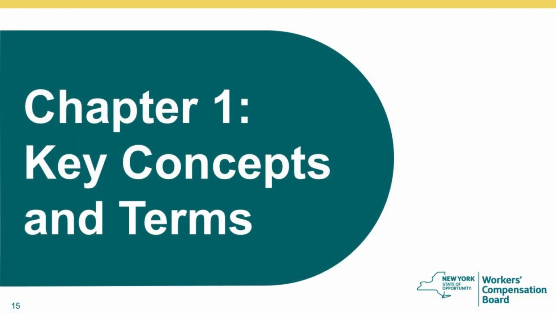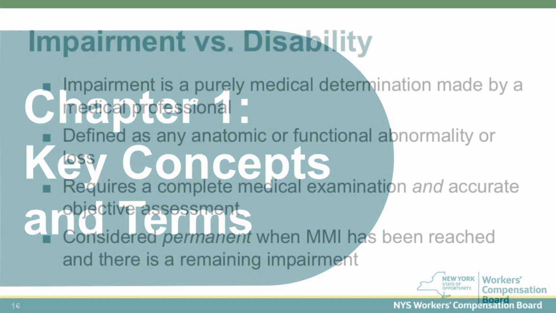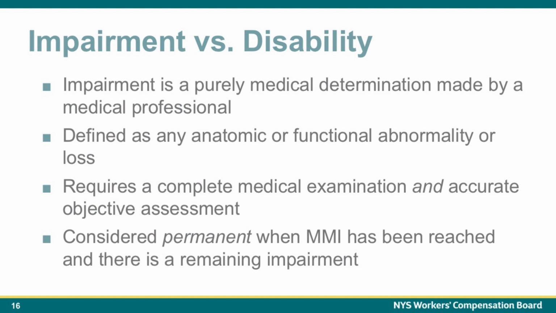Let's take a moment to review some of the key concepts and terms from the 2018 Guidelines. Chapter 1 also contains information on the role of the examining medical provider, which will be discussed in detail later in this presentation. What is the difference between impairment and disability? Impairment is a purely medical determination made by a medical professional and is defined as any anatomic or functional abnormality or loss. It requires a complete examination and an accurate objective assessment. Residual impairment is considered permanent at maximum medical improvement.